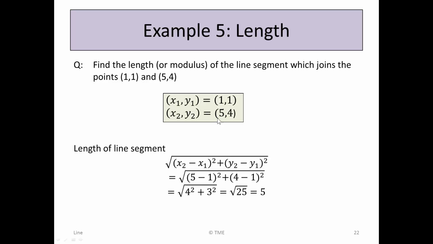x2 was 5, x1 was 1, so 5 minus 1 there, squared. And in terms of the y, the changes in the y values, y2 was 4, y1 was 1, so 4 minus 1 squared. 5 minus 1 is 4, so 4 squared. 4 minus 1 is 3, or 3 squared. And 4 squared plus 3 squared is 16 plus 9, which is 25. And the square root of 25 is 5. We don't use the plus or minus here because we're talking about the modulus, the length. And the length is always a positive value. So it's just the plus 5 that we're looking at there.